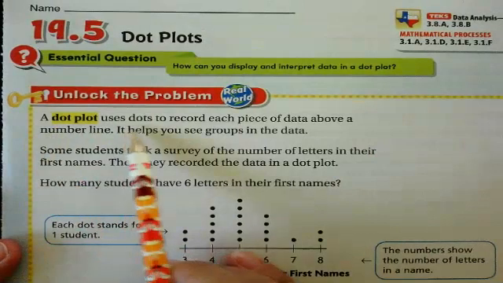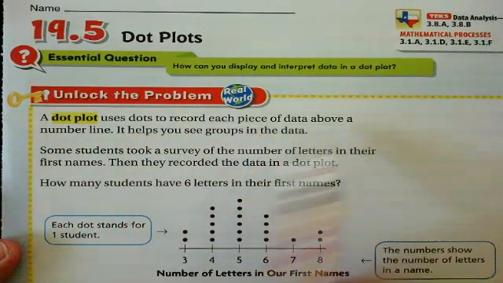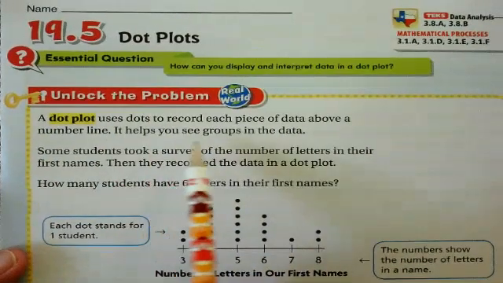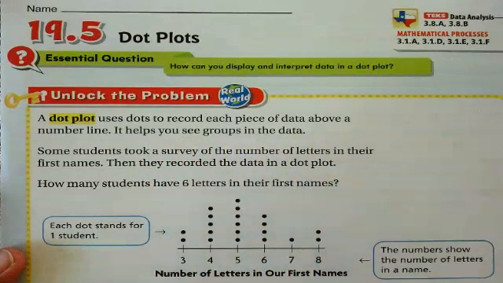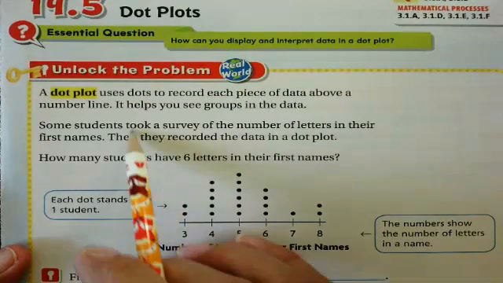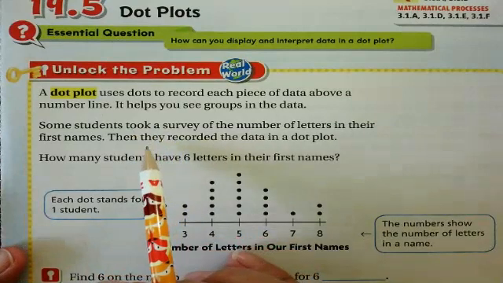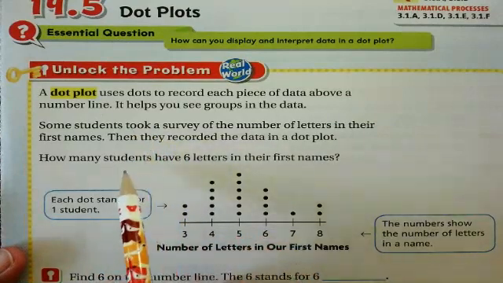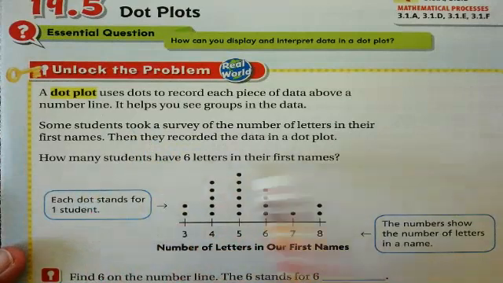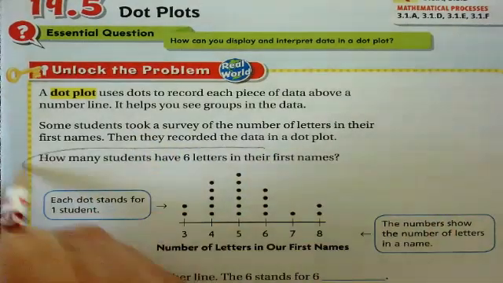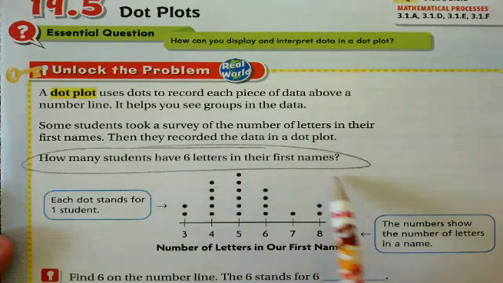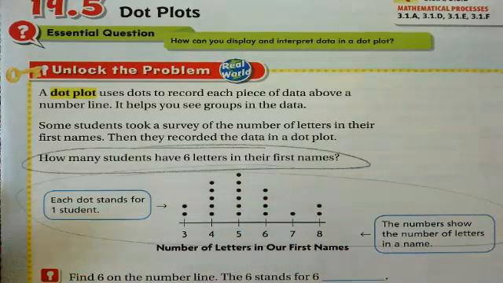A dot plot uses dots to record each piece of data above a number line. It helps you see groups in the data. So some students took a survey of the number of letters in their first names. Then they recorded that data in a dot plot. How many students have 6 letters in their first name? So this is the question that they want us to answer. This is the information we have to work with. So let's go over it.